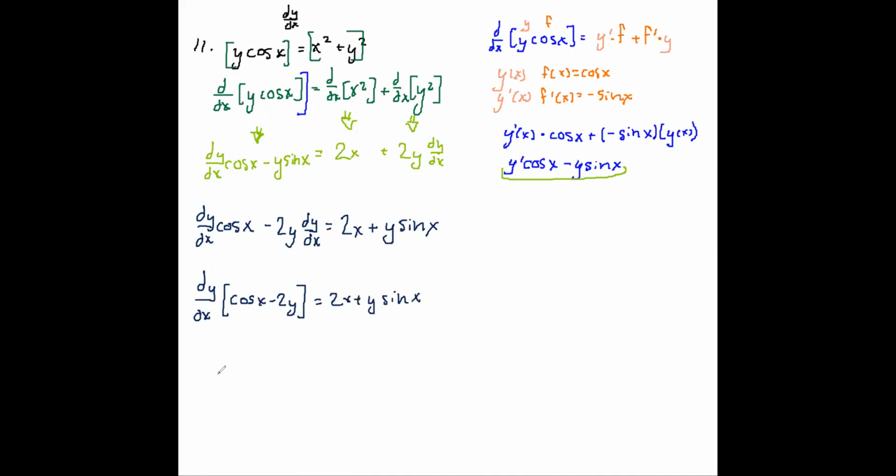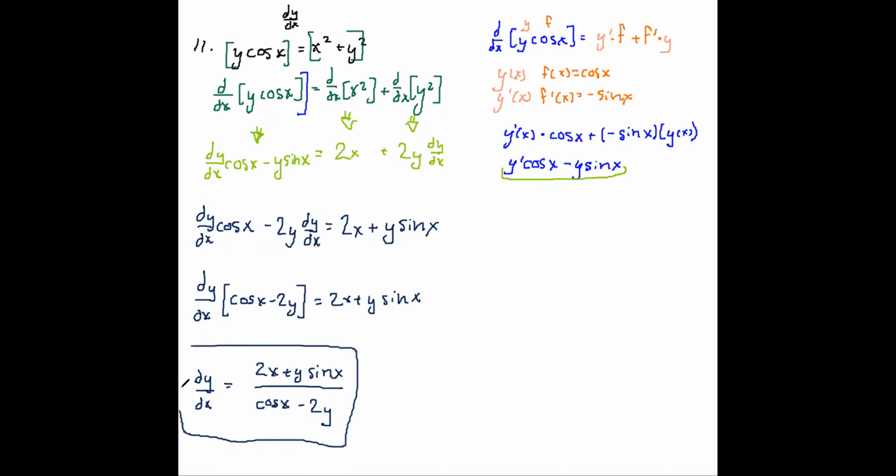And we can divide. So we end up with dy/dx equal to (2x plus y sine x) over (cos x minus 2y). Fantastic. All right, and that should be our answer. And I do follow that.